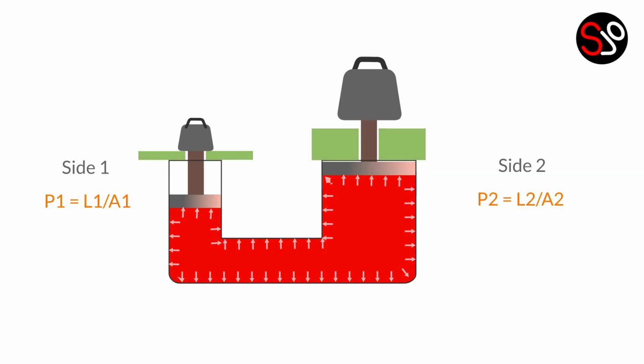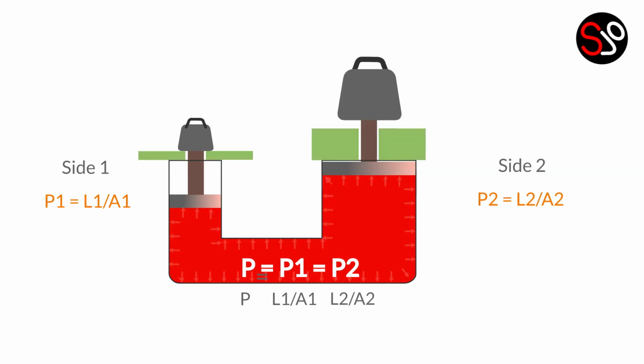So, the equations stand like this. We know that the pressure throughout the container is equal. Meaning, we can have a common notation for the pressures on both sides as P. Because P1 is equal to P2, it can be further written as L1 divided by A1 by replacing P1, and L2 divided by A2 by replacing P2. So, the equation goes like this.